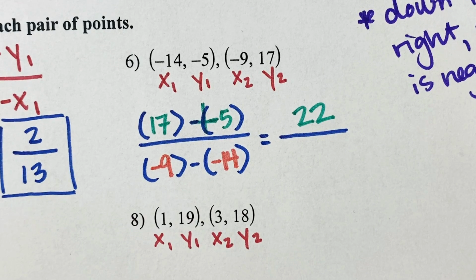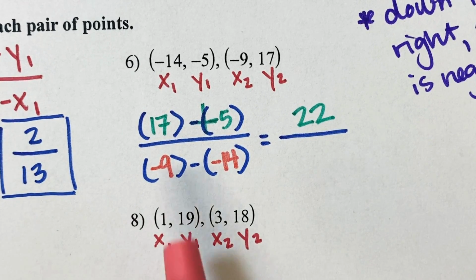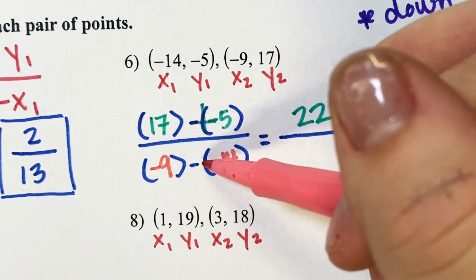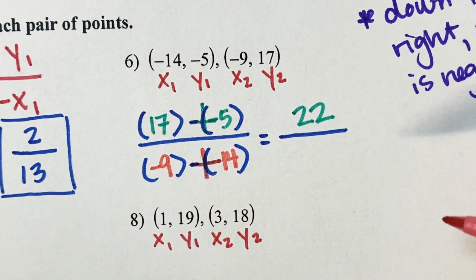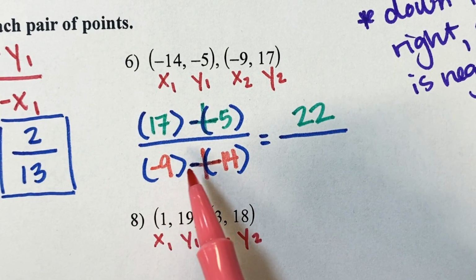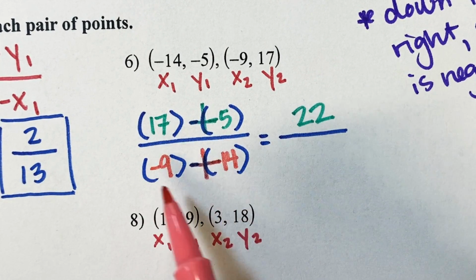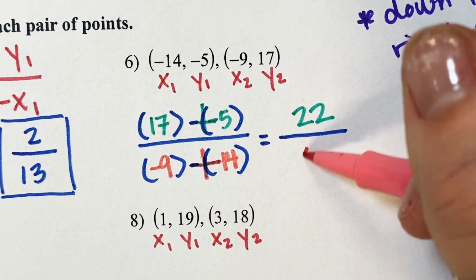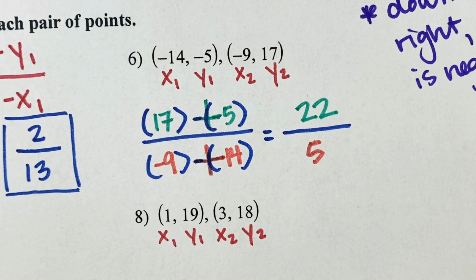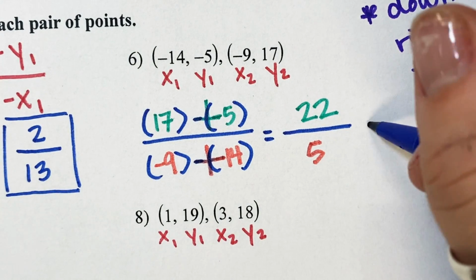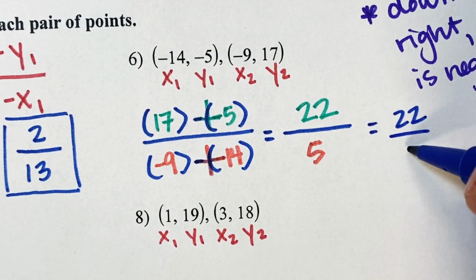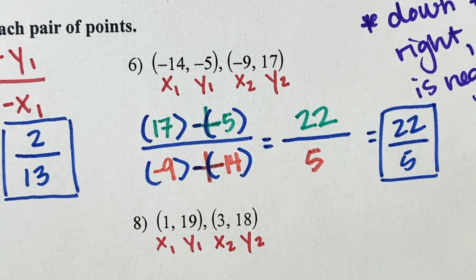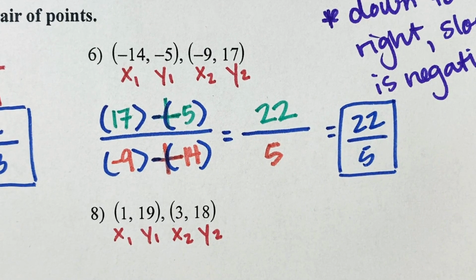Okay, let's do the bottom one. What is negative 9 minus a negative? Uh-oh, what does that turn into? Minus a negative turns into a plus. So now I have negative 9 plus 14. We were in the negatives, but we're going towards the positives. We're actually going to end up at positive 5. Okay, and since we cannot reduce it, it just stays 22 over 5. And that is our slope.